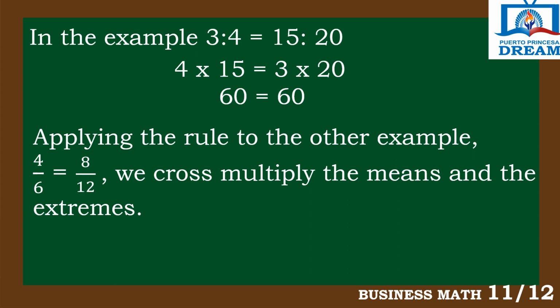Applying the rule to the other example, 4/6 is equal to 8/12, we cross-multiply the means and the extremes. 4 times 12 is equal to 6 times 8. So the results of the means and the extremes are both 48.